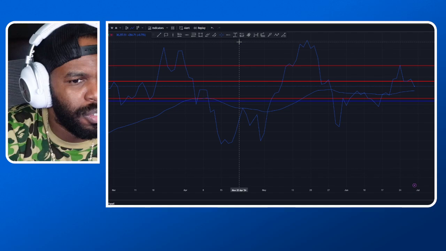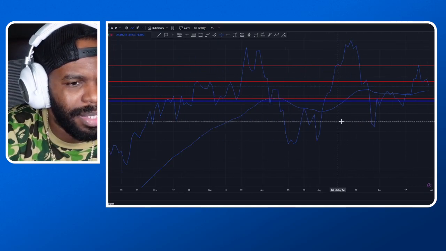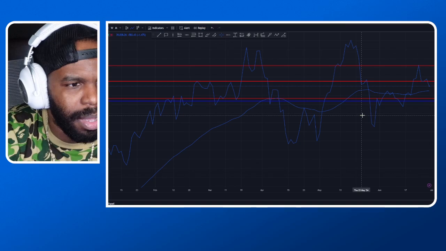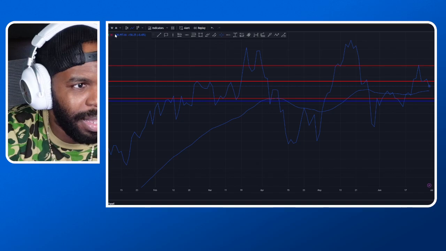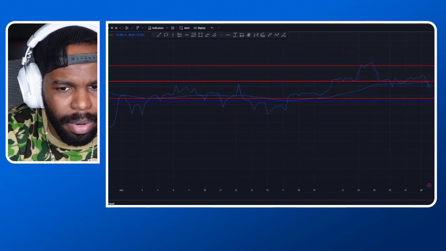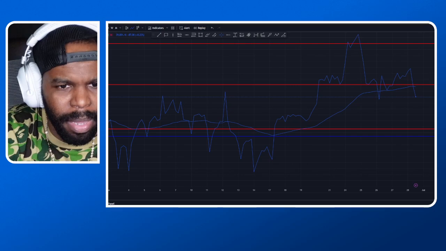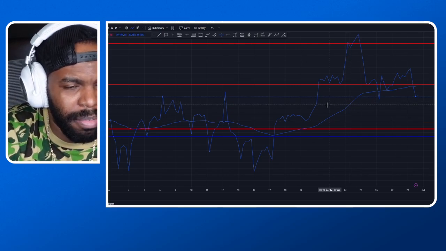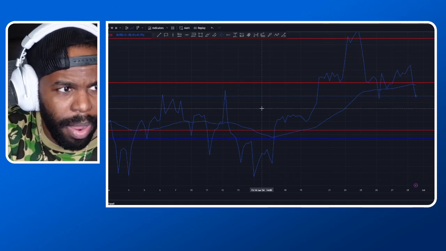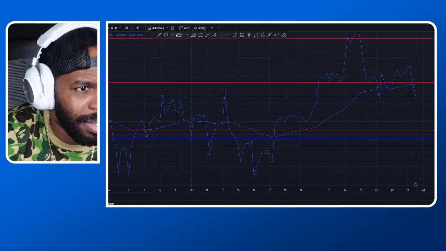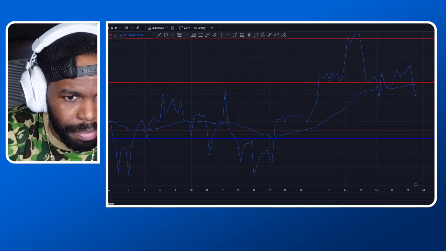I don't try to draw too much. Like I said, I like to draw these lines of support and resistance where price is currently at. But we'll go to the 4-hour. Mainly the weekly, the daily, and the 4-hour are where I draw my support and resistance. So since I'm on the 4-hour, I'm looking for 4-hour support and resistance. Okay.